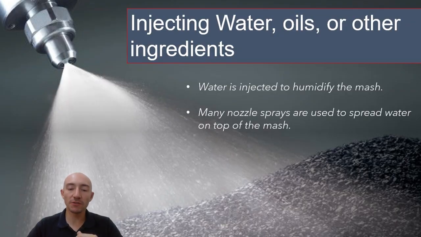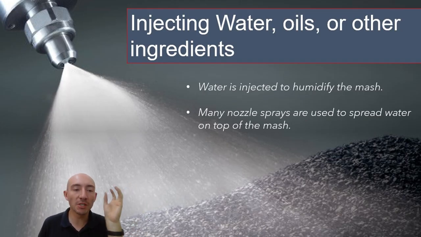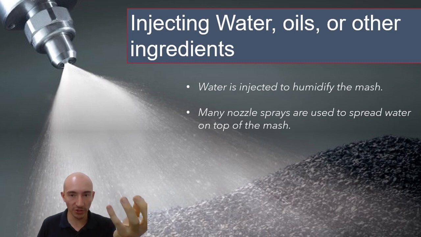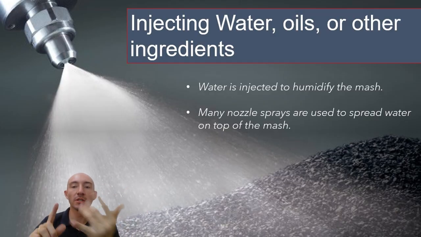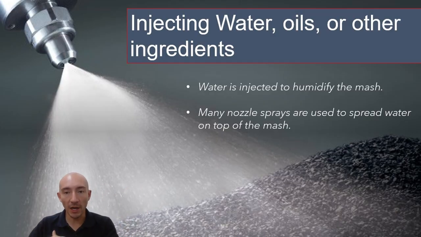All right, next thing, we need to inject water. Water is the first thing that we're going to inject inside your conditioner. But it's not just about injecting water, it's how to inject water. Water is going to be used to humidify the mash, but you need to use spray nozzles. These spray nozzles are going to pulverize the water, and we need those small drops to guarantee that every piece of mash receives the same amount of water.